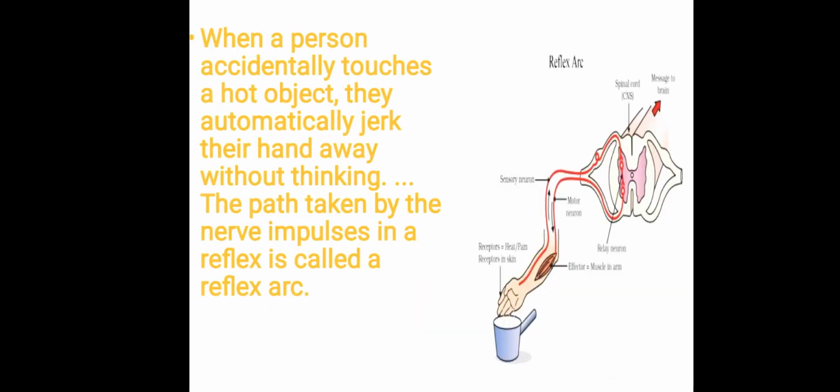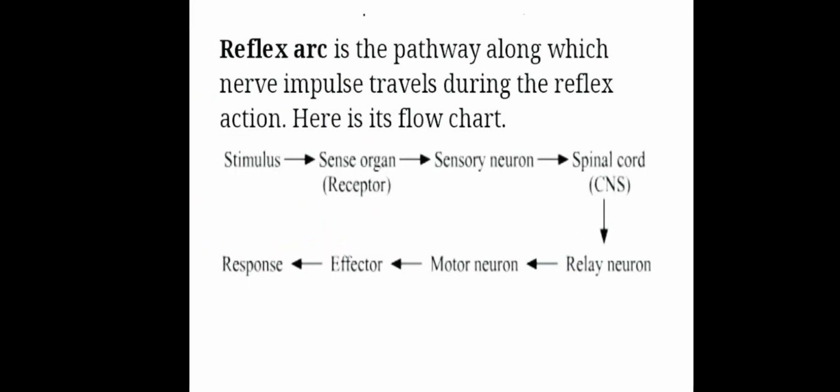When a person accidentally touches a hot object, they automatically jerk their hand away without thinking. The path taken by the nerve impulses in a reflex is called a reflex arc. It is the pathway along which nerve impulse travels during the reflex action.